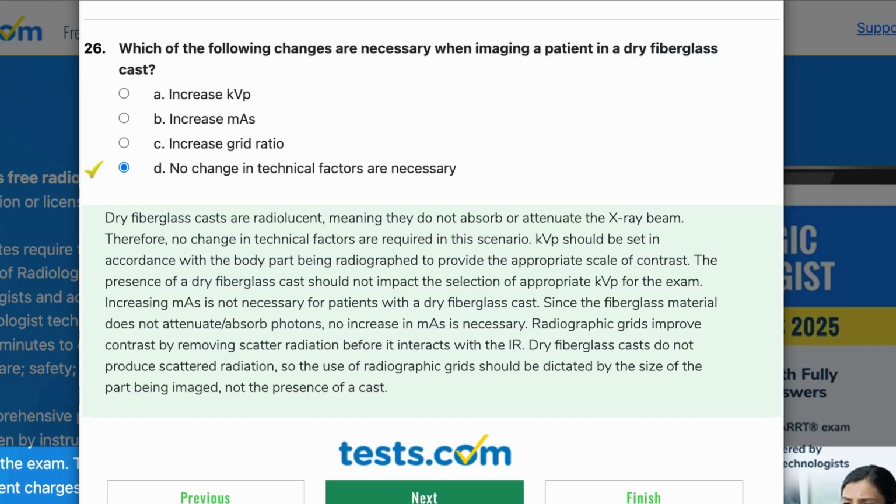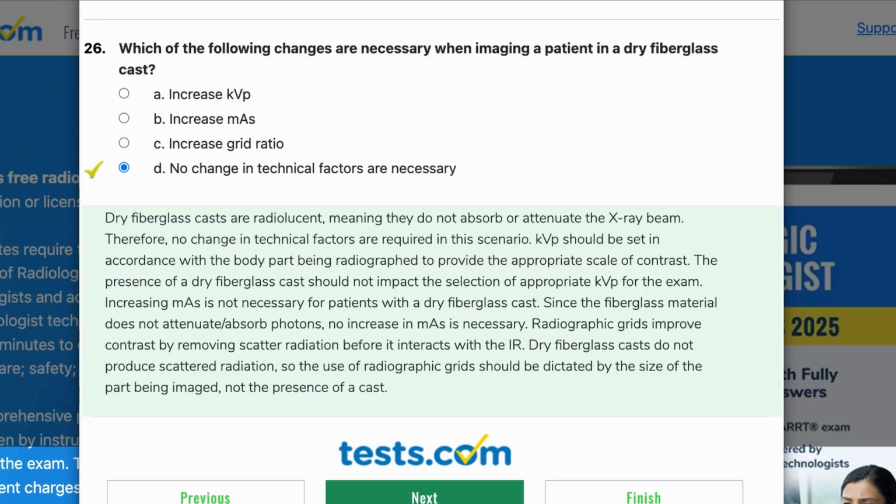D. No change in technical factors are necessary. Dry fiberglass casts are radiolucent, meaning they do not absorb or attenuate the X-ray beam. Therefore, no change in technical factors are required in this scenario.